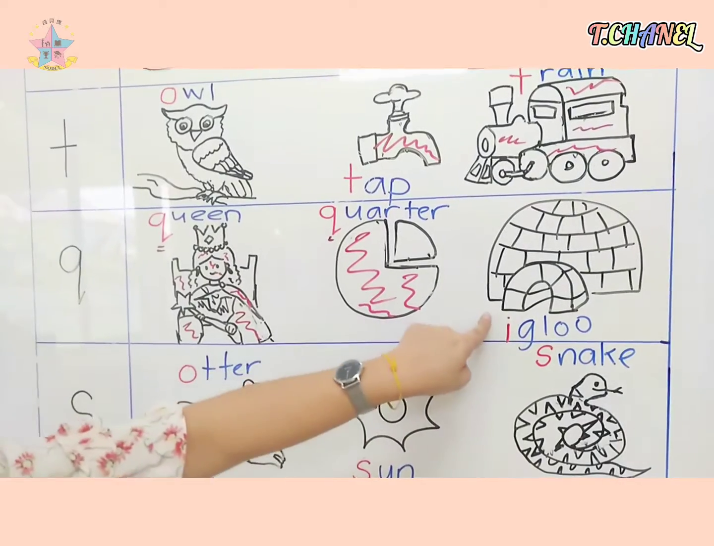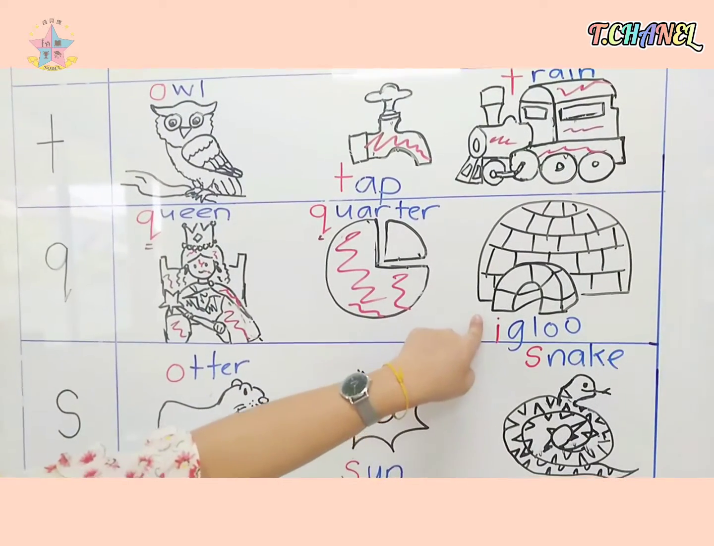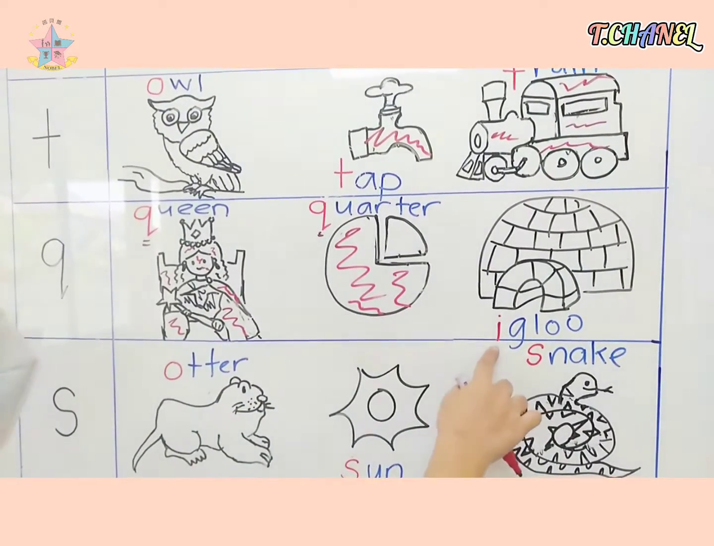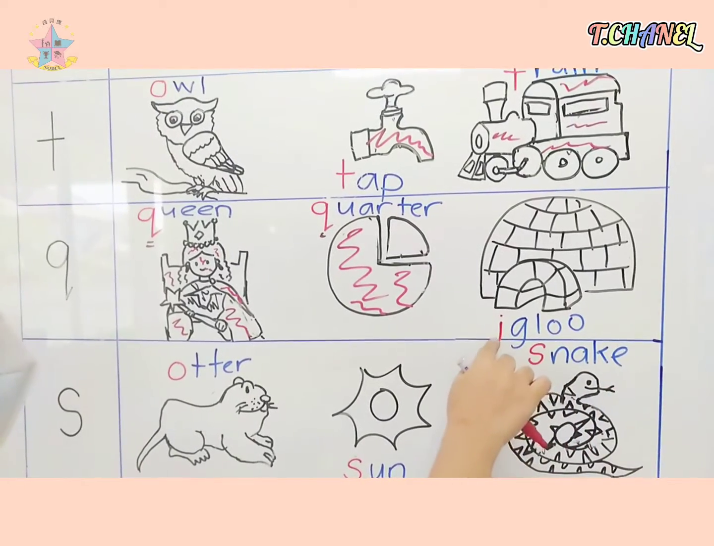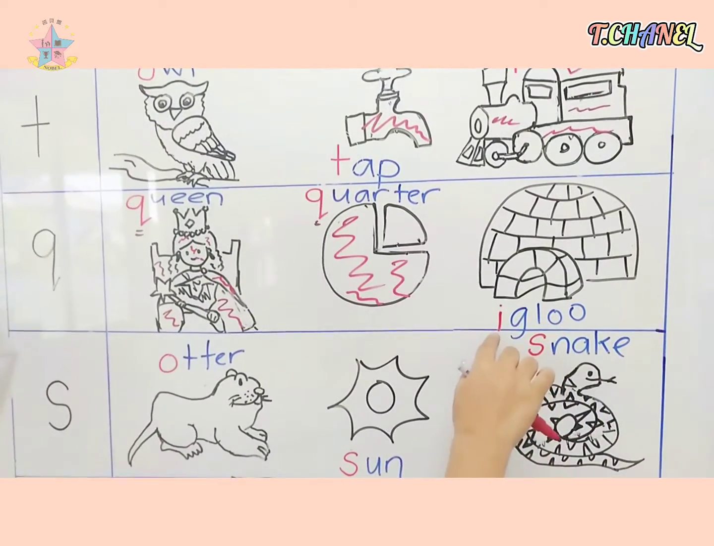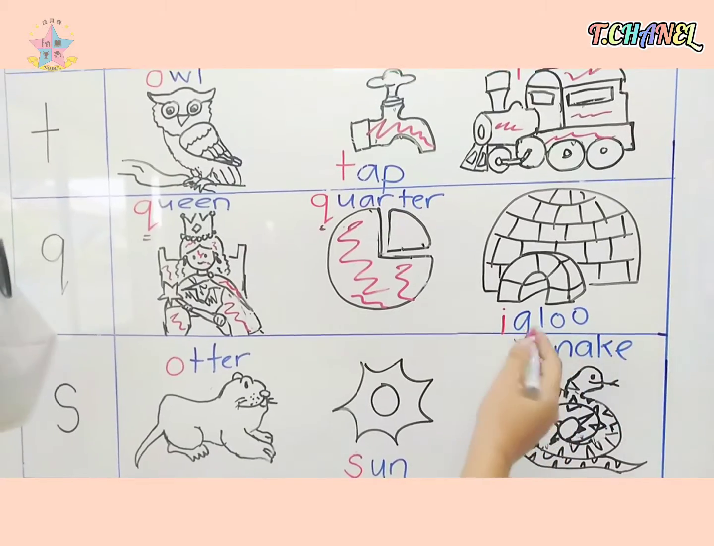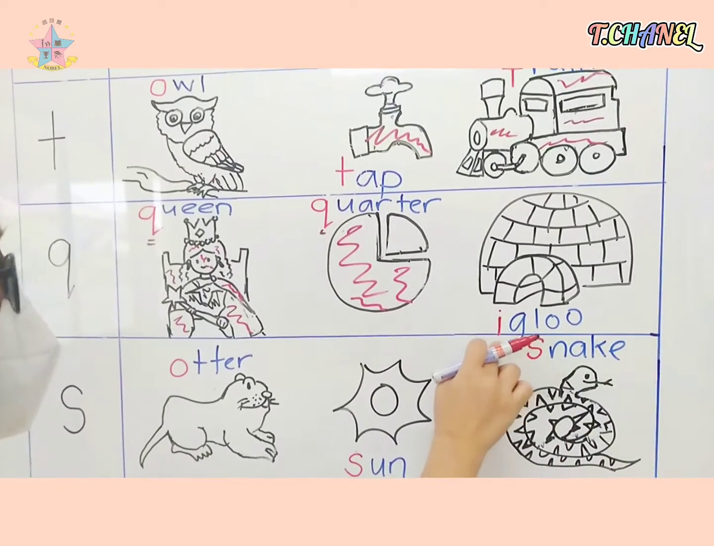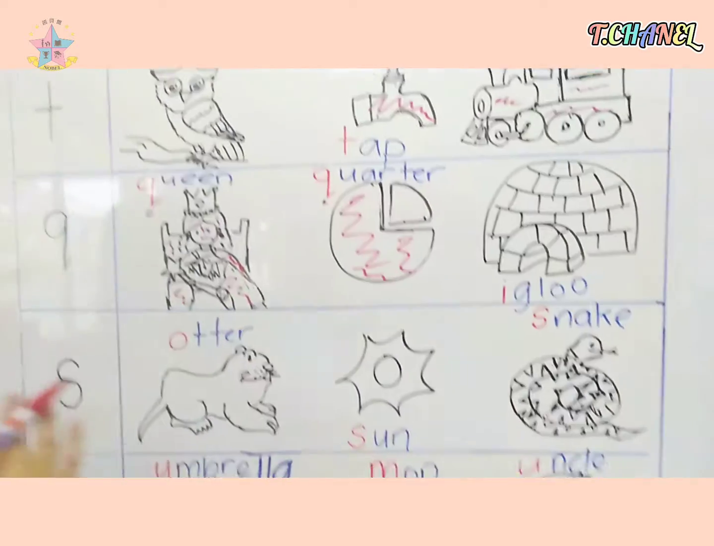Okay, what picture is this? This is the picture of igloo. I, igloo. I, igloo. Is igloo start with letter Q? No. So don't color.